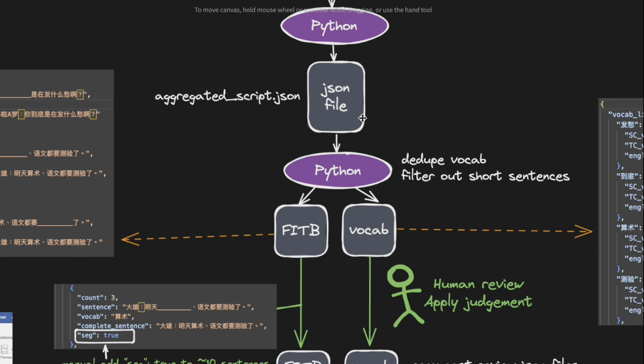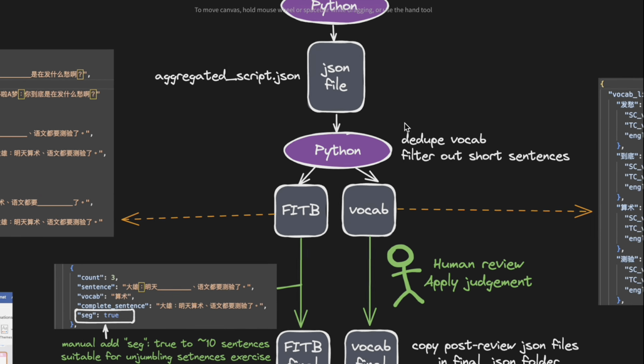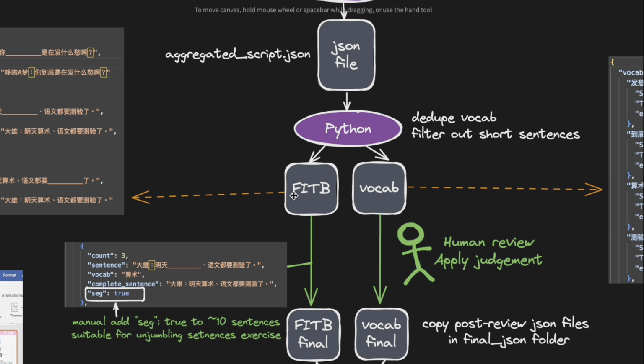But for some of the slides that we're trying to generate, it would be easier if the data was formatted in a certain way. Also, there's way too much information in here, so we want to deduplicate, and we also want to filter out some things that are maybe not suitable for that particular exercise. For example, FITB stands for fill in the blank. This is where we take a sentence from the script, mask out the vocab, and make the kid fill it in.